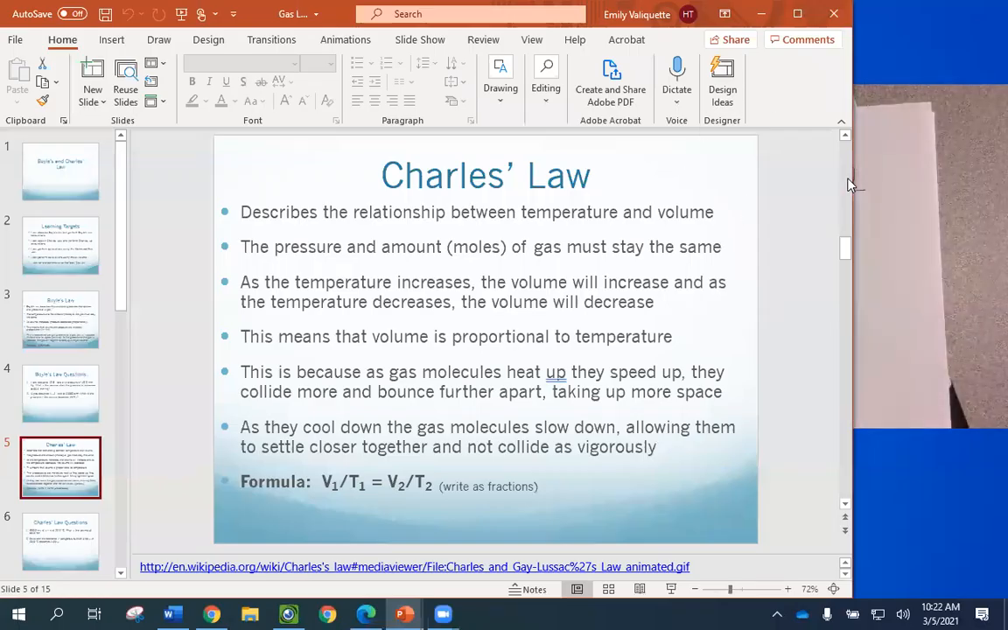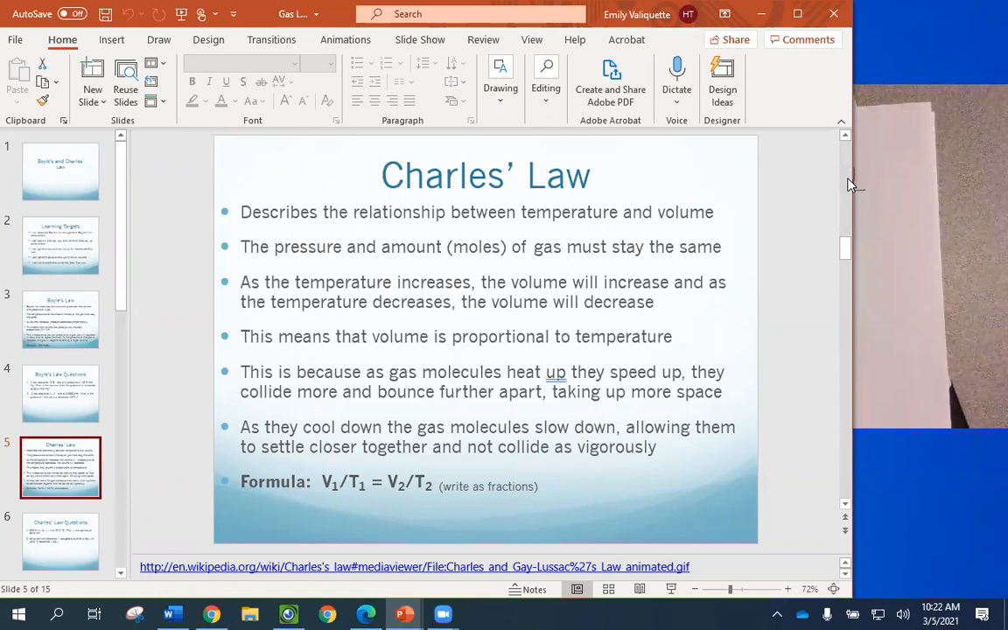Our next law is Charles' law, which demonstrates the relationship between temperature and volume rather than pressure and volume. This time, once again, the moles have to be kept the same, so that amount of gas can't change. And then the pressure also has to stay the same. This time, as temperature increases, volume will also increase. If temperature goes down, volume will go down.